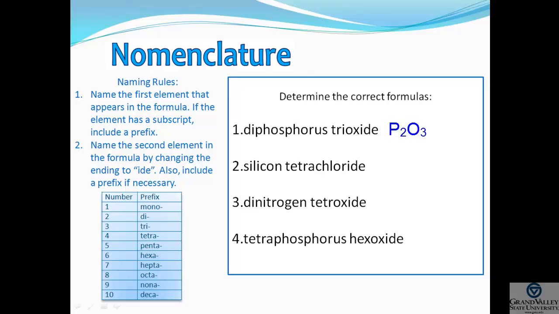For problem number 2, the correct formula for silicon tetrachloride is SiCl4. The correct formula for dinitrogen tetroxide is N2O4. Lastly, for problem number 4, the correct formula for tetraphosphorus hexoxide is P4O6.